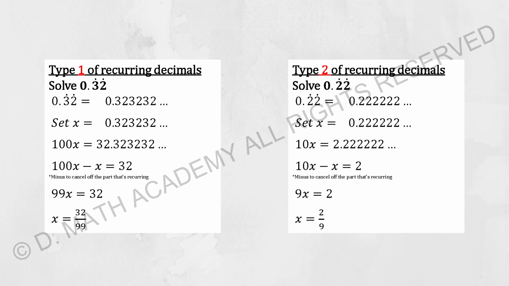Okay, so 100x minus x, you will get 99x and the 32. Okay, you shift off the 99, then you will have x equals 32 over 99.